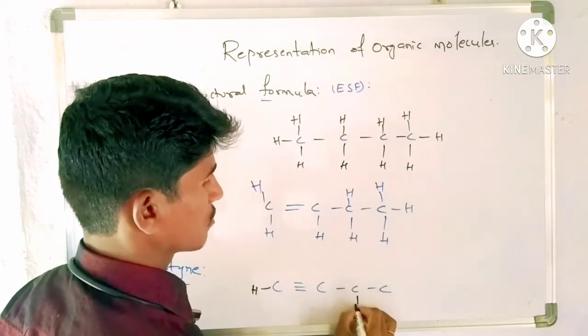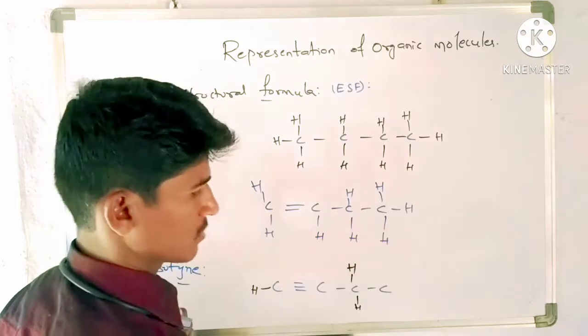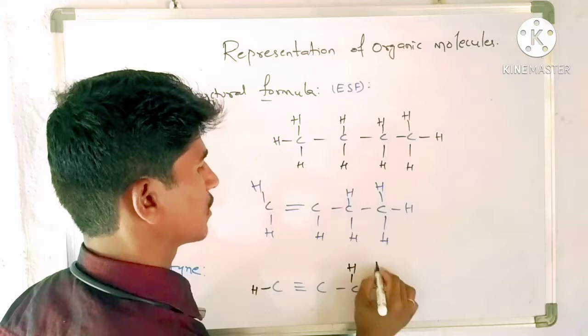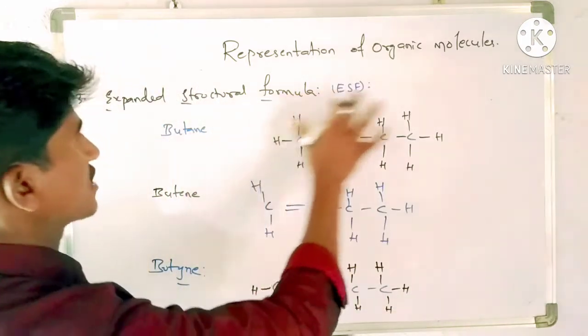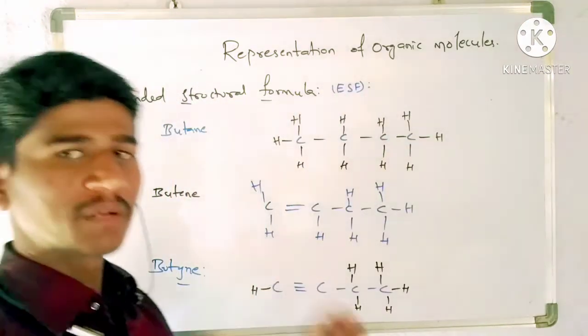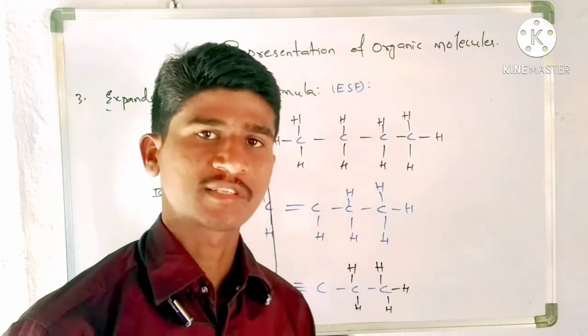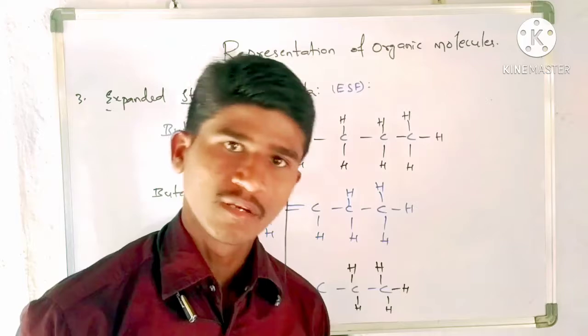bonds, so 2 more bonds are required, so we are writing 2 hydrogens. This one has only 1 bond, so 3 more bonds are required, arranged like this. Now this is the expanded structural formula. It is completely clear how many carbons and how many hydrogens are there and how they are arranged. That is explained here in the expanded structural formula.